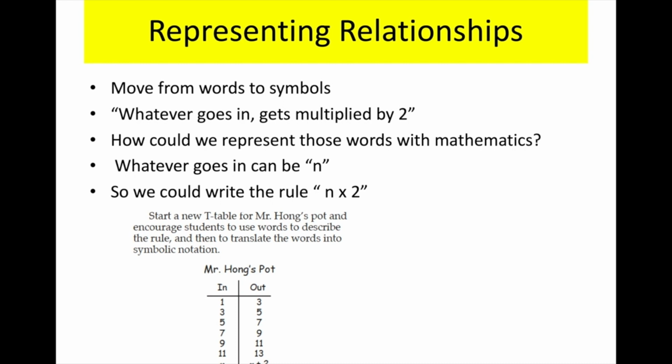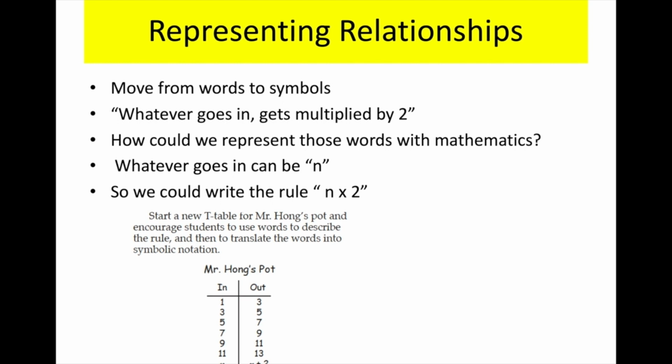The fun thing with this is we could, down below, have a pot. You could imagine this pot having many different rules. For example, down below shows a different pot. You put one thing in Mr. Hong's pot and 3 things come out. You put 3 things in and 5 things come out. Interesting. Well, in this one, it's a different pot.